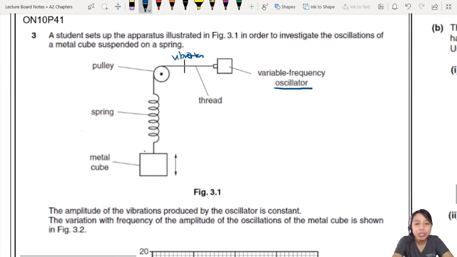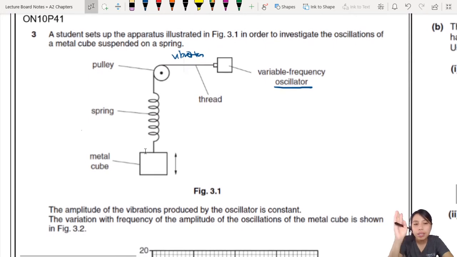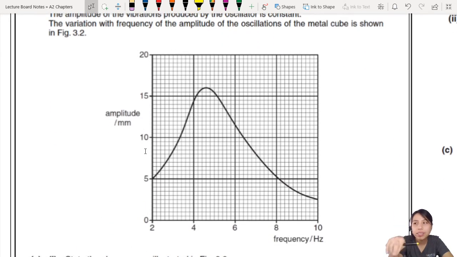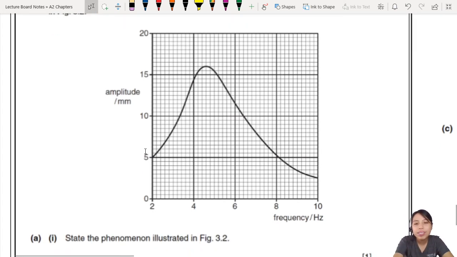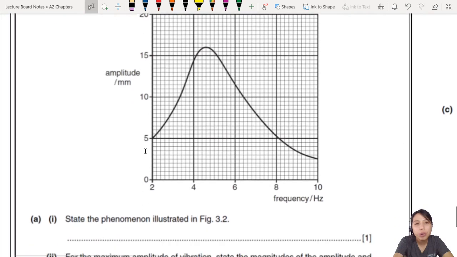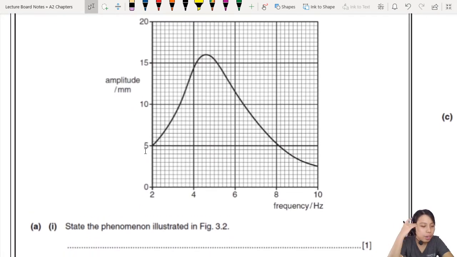The amplitude of the vibration produced is constant. The variation with frequency of the amplitude of the metal cube is shown. So this cube is going up and down at a certain amplitude. Okay, this is our resonance curve. State the phenomenon illustrated in 3.2. When you see this, you should already think of resonance. So you just say resonance.